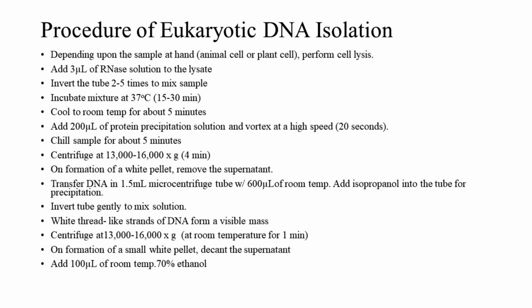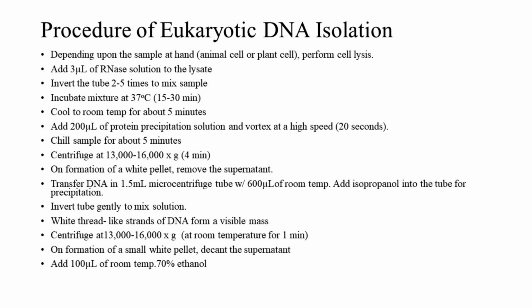Procedure of eukaryotic DNA isolation. Depending upon the sample at hand, animal cell or plant cell, perform cell lysis. Add 3 µL of RNase solution to the lysate. Invert the tube 2 to 5 times to mix sample. Incubate mixture at 37 °C, 15 to 30 minutes. Cool to room temp for about 5 minutes. Add 200 µL of protein precipitation solution and vortex at a high speed, 20 seconds. Chill sample for about 5 minutes.